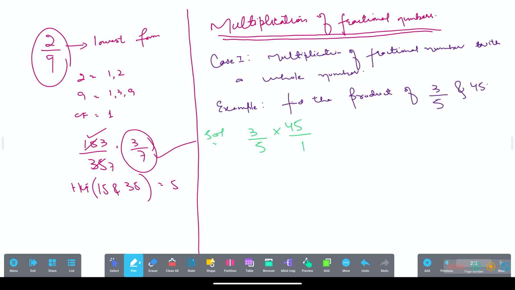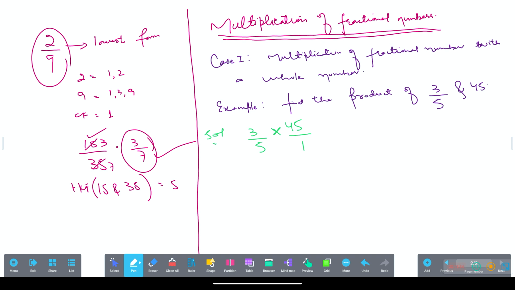See, one important thing: in multiplication, we know that this fraction 3 by 5 is already in the lowest form. We can't cancel it. 45 by 1 is also already in the lowest form, because we can't do cancellation by 1. But one very important concept to keep in mind is that in multiplication, remember, not in addition and subtraction, we do something different.